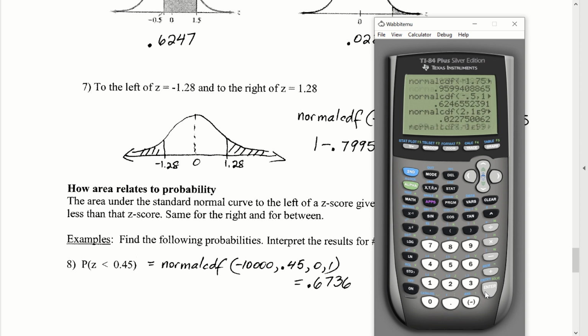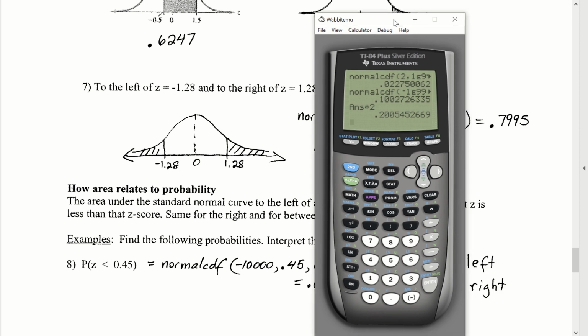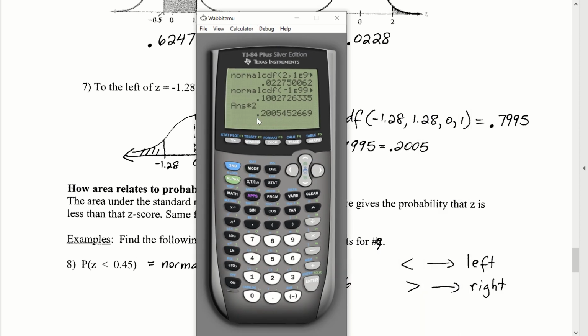I go ahead and hit enter, and what I have just found, this number here, represents the area in just the left tail. Again, because the normal distribution is symmetric, the area in the right tail above positive 1.28 should be equal to the area below negative 1.28 for z. So all I have to do is take my answer and multiply it by 2, so times 2. And that's yet another way where you can get that final answer of 0.2005.